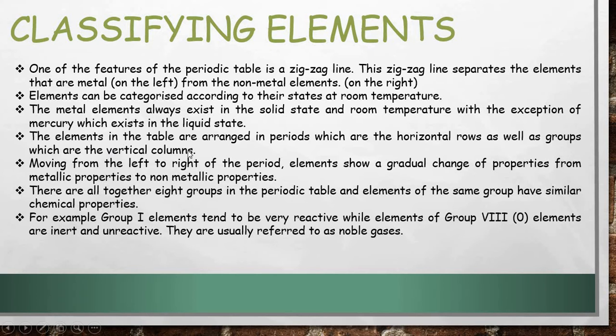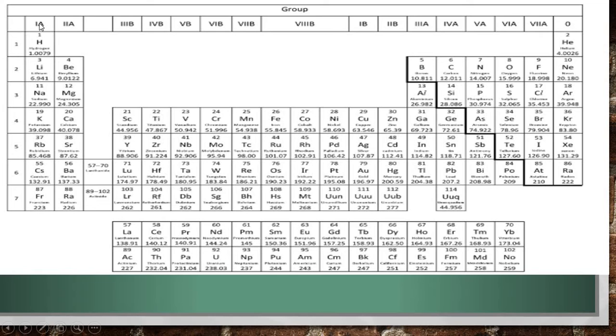The elements in the table are arranged in periods, which are horizontal rows, as well as groups, which are vertical columns. Horizontal means you go from the left and move to the right. We call this a period. I repeat again, you move from the left to the right like this, following the mouse. So this is the period. For groups, we form vertical columns. Vertical means from the top going to the bottom. This is the group, and this is the period.